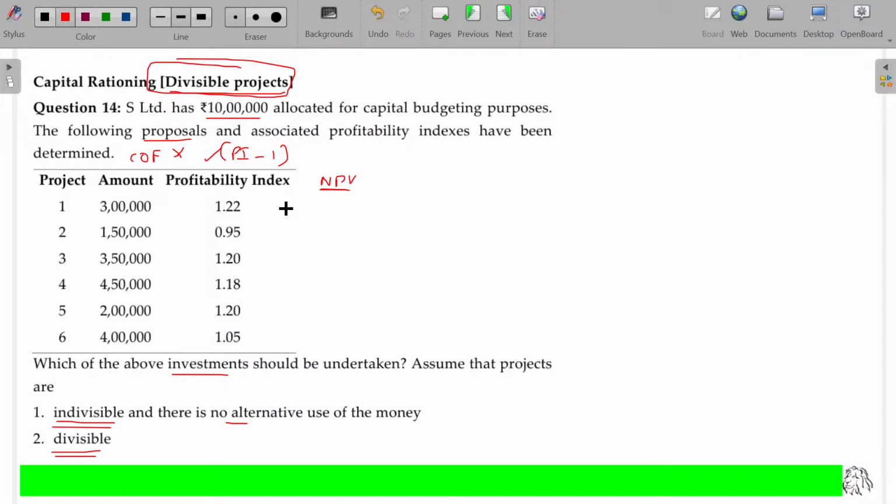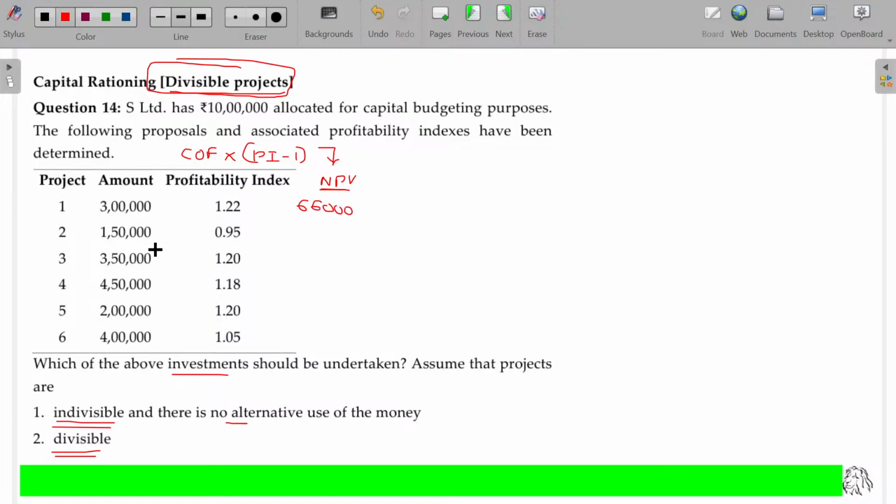That's all. Take a PI of 1.22. It means that 1 is equivalent to the capital investment, and 0.22 is nothing but the NPV. Isn't it? So automatically 0.22 will be your NPV share on your investment. 3 lakhs into 0.22, so you can calculate the NPV this way. So cash outflow multiplied by PI minus 1. 0.22 into 3 lakhs, 66,000.